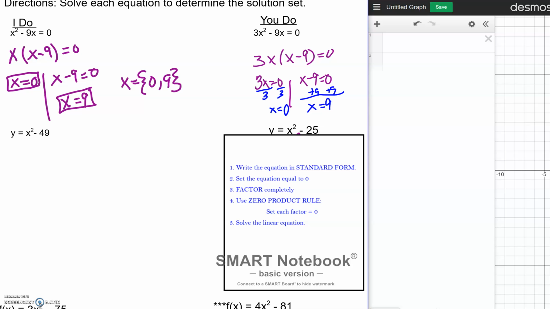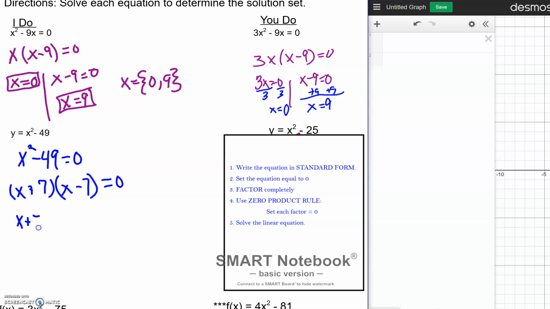You will notice it is in standard form. And in this case, it's not set equal to 0, so I must do that. So again, I like my 0 on the right-hand side. I notice that this is the difference of perfect squares, so I'm going to have 2 sets of parentheses. And then x times x gives me x squared. 7 times 7 gives me 49, and one must be positive and the other must be negative.